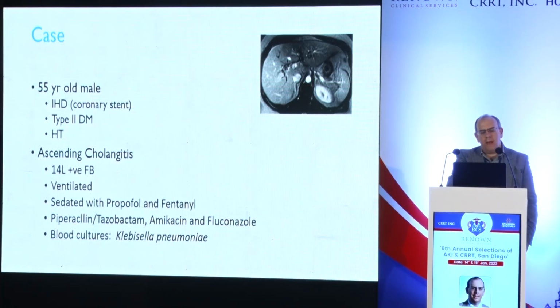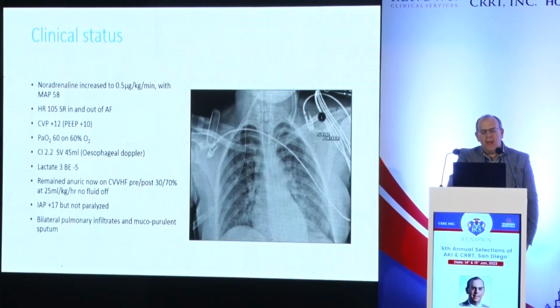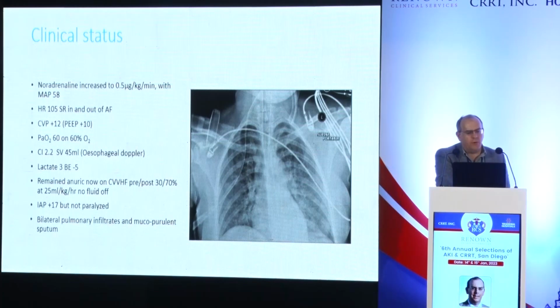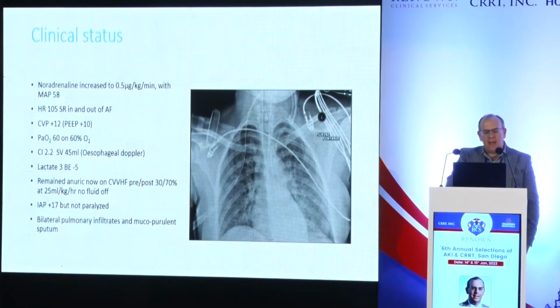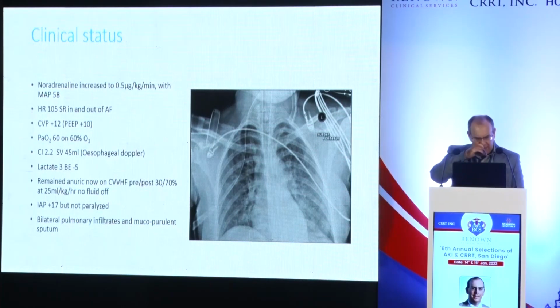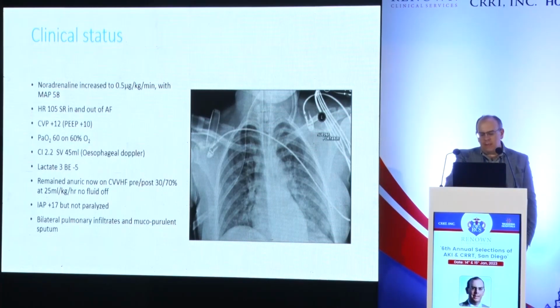This is a 55-year-old man with a history of ischemic heart disease and diabetes, who develops ascending cholangitis. He is aggressively fluid resuscitated, ends up ventilated, probably peri a procedure, but then cannot be extubated. He's sedated, he's on multiple antibiotics, he's growing Klebsiella in his blood, and now he's developed a significant noradrenaline requirement. He's actually got lung injury and fluid overload, and he's on 60% oxygen. His cardiac index is barely adequate, reflecting his poor baseline cardiac status, and he's anuric now.